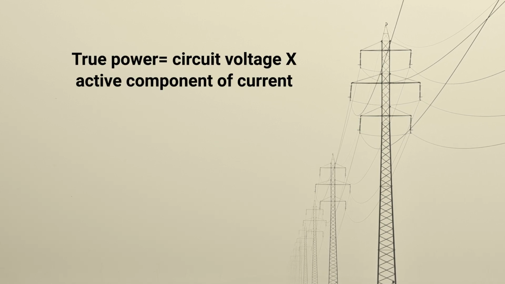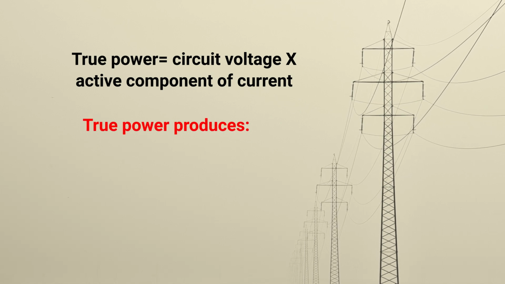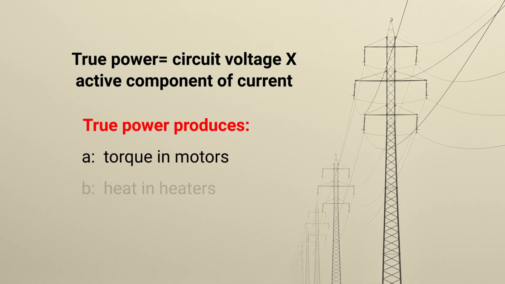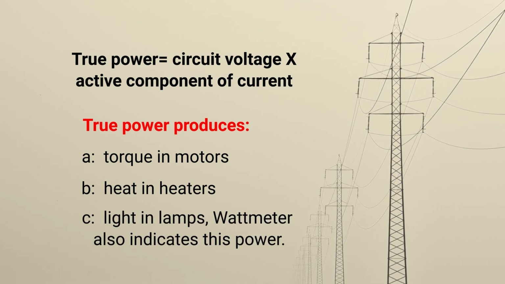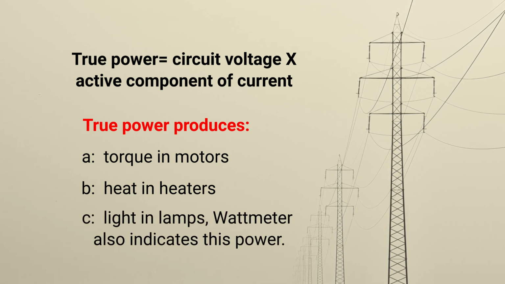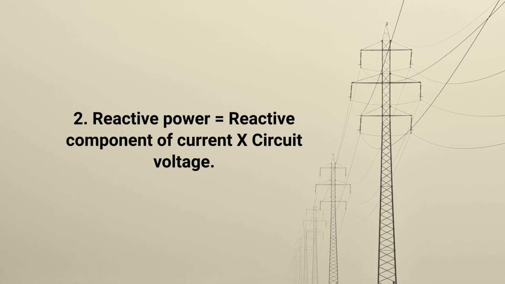So true power is equal to what? Circuit voltage multiplied by the active component of current. This true power produces torque in the motor, heat in the heaters, light in the lamps. A wattmeter also indicates this power. Reactive power is equal to what? Reactive power is equal to the reactive component of current multiplied by circuit voltage. And this power is very useful to calculate the power factor of the circuit.